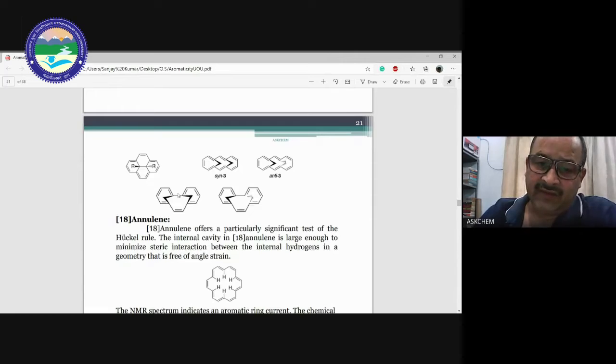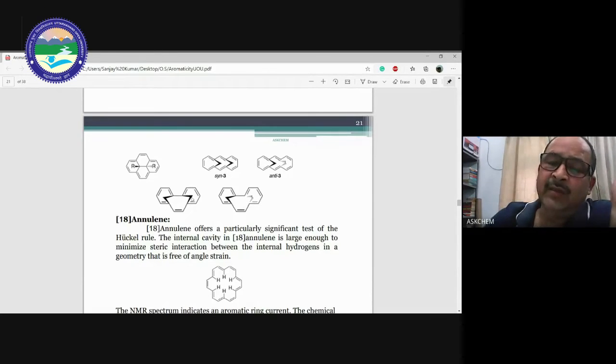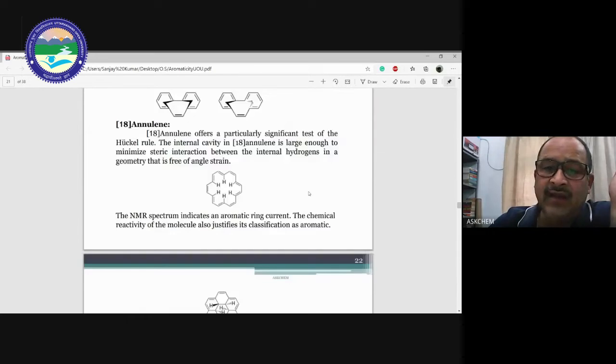Similarly, this is the type of skeleton where both methylene lockings are on the same side, and one is upward and another is backward. So the same side syn locking provides maximum planarity, and that's why this is more aromatic in comparison to the trans one, this anti 3 locking.